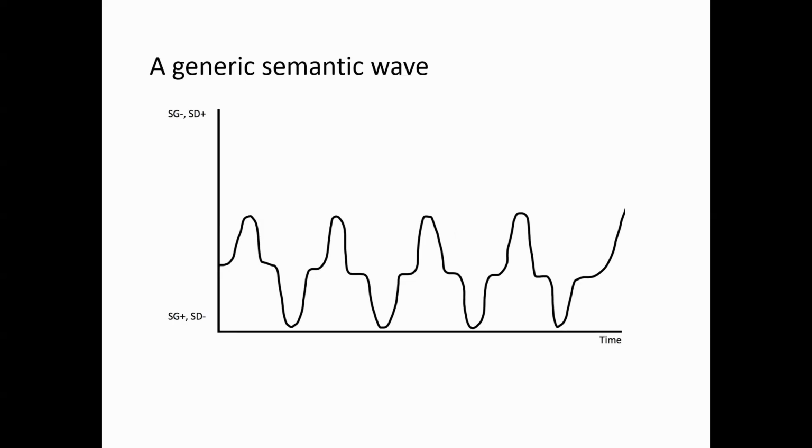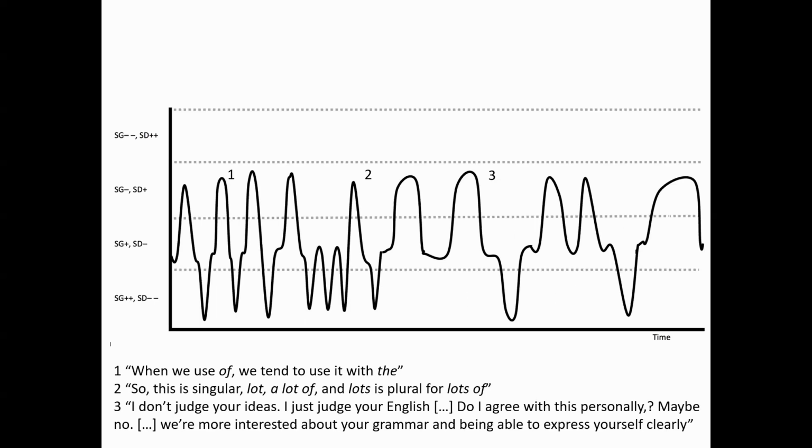Can I just ask, in the middle two layers, is there any strong reason to order them the way you did? Because basically, if you think on the plane, they're just two different routes around the plane. So is there any strong reason why SG minus SD plus is higher than SG plus SD minus, rather than being equivalent?